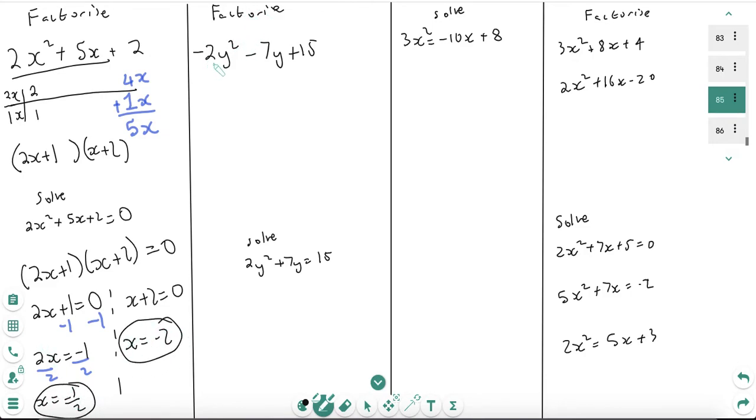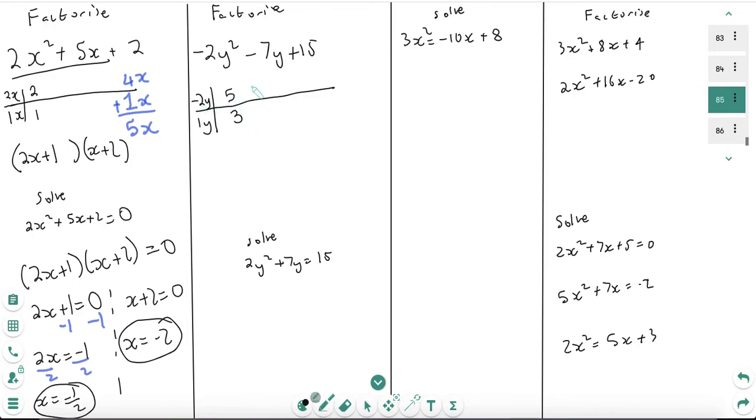Here, factorize minus 2y squared minus 7y plus 15. All right, well, let's do it. Here, think of two numbers that make minus 2. Well, minus 2 and 1. Think of two numbers that make y squared. Well, y times y. Let's think of two numbers that make 15. I don't know, 5 and 3. Let's try that.